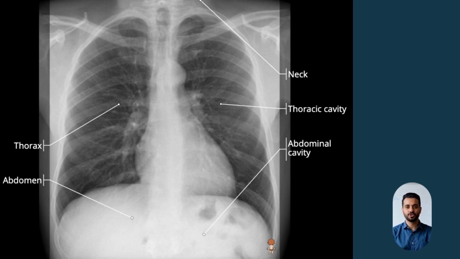Here is the big picture. This area is the thorax, the chest. Above it is the neck. Below it is the abdomen. Everything inside the rib cage is the thoracic cavity. The chest x-ray shows all of this in one image. Our job is to look at every part, step by step.